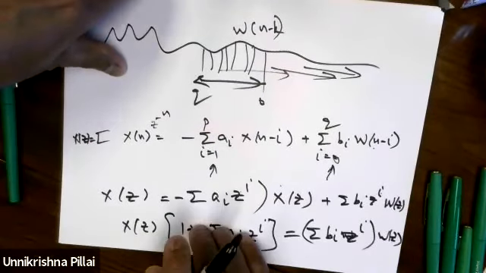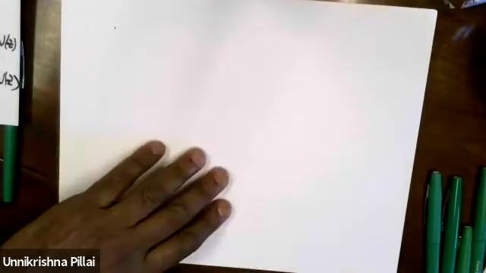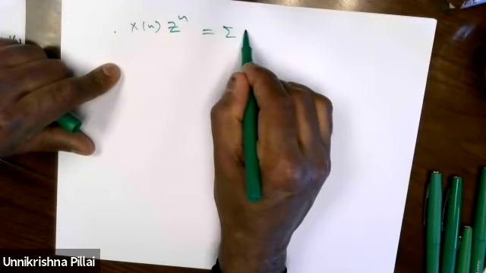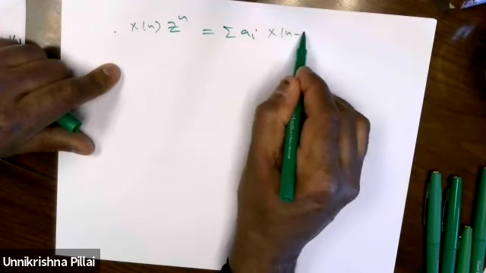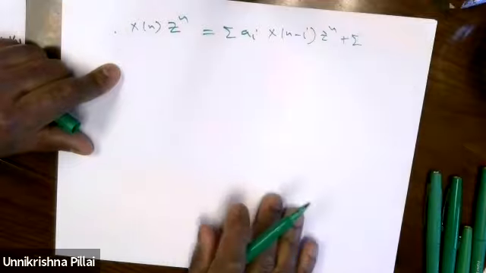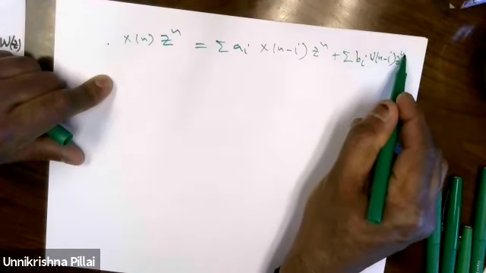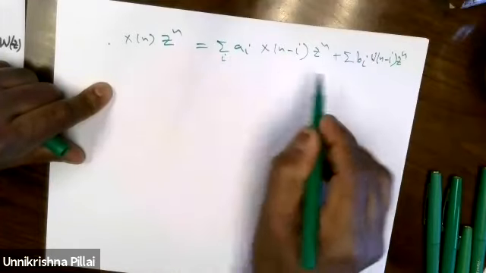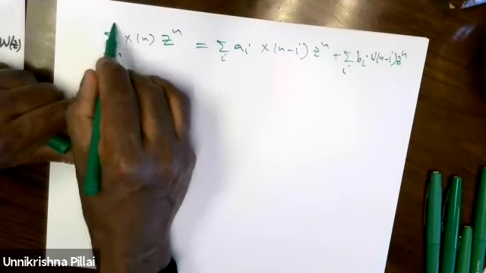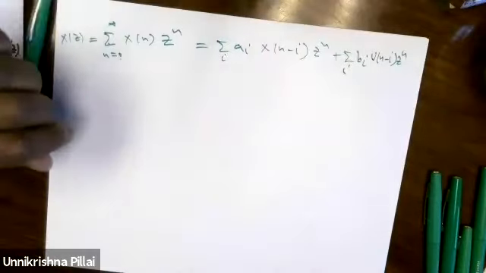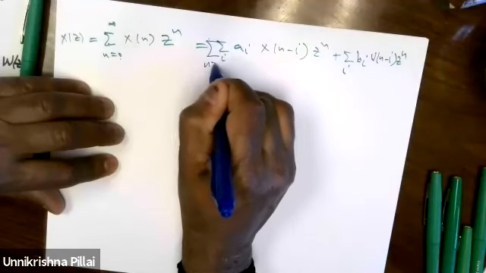I hope you found it, maybe I should do this step so that you have this equation. Xn, I'm going to multiply by z^-n. So on the other side also, I have what is it? ai xn minus i z^-n plus summation bi wn minus i z^-n. Now, this summation is on i, this is on i. Then I'm going to do summation on n equal to 0 through infinity. This is what I'm going to call X of Z. So I'm going to do a second summation here, n equal to 0 through infinity.